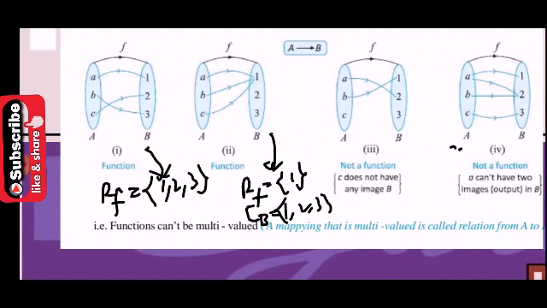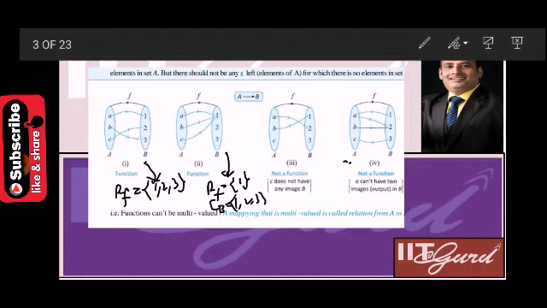So what we say, a function can't be multi-valued. A mapping that is multi-valued is called a relation from A to B. So the third and fourth are relations, not functions.